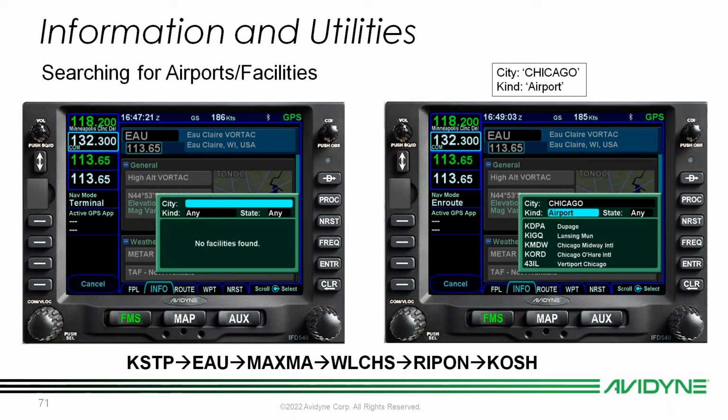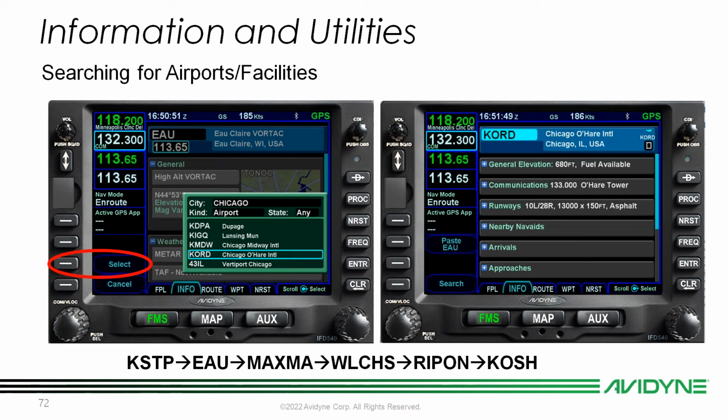I know it's an airport in Chicago. This is going to be my list of airports in the Chicago area. And then all I have to do is highlight and select Chicago O'Hare. And then Chicago O'Hare comes up into my info page right there. So really useful if you don't know the identifier of an airport, but you know the city and state, incredibly useful there.